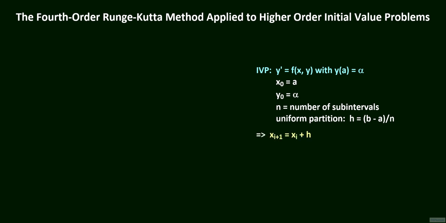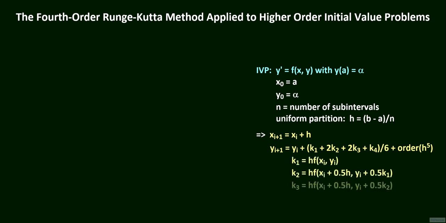x sub i plus 1 equals x sub i plus h, y sub i plus 1 equals y sub i plus the sum of k sub 1, 2k sub 2, 2k sub 3, and k sub 4, divided by 6. k sub 1, k sub 2, k sub 3, and k sub 4 are given by these equations. i goes from 0 to n minus 1.